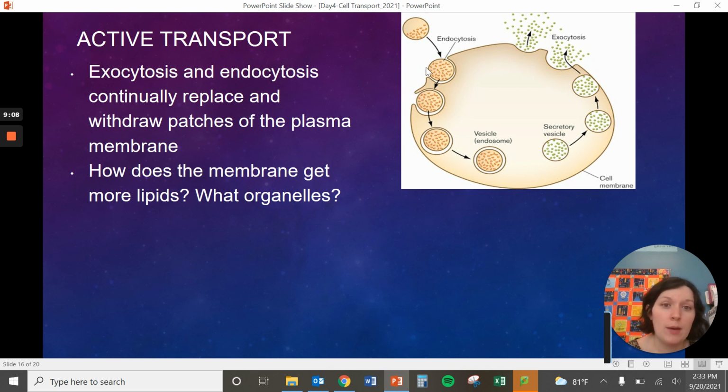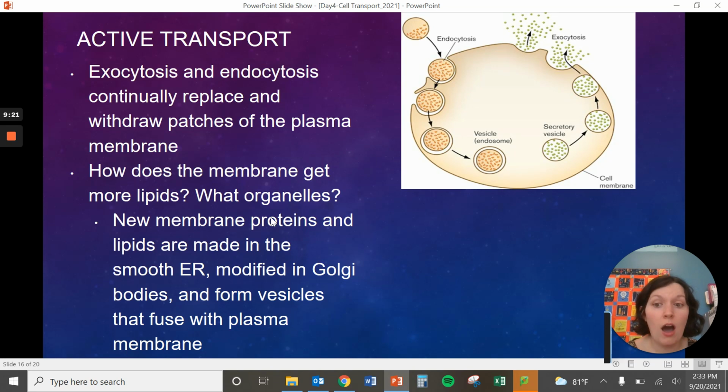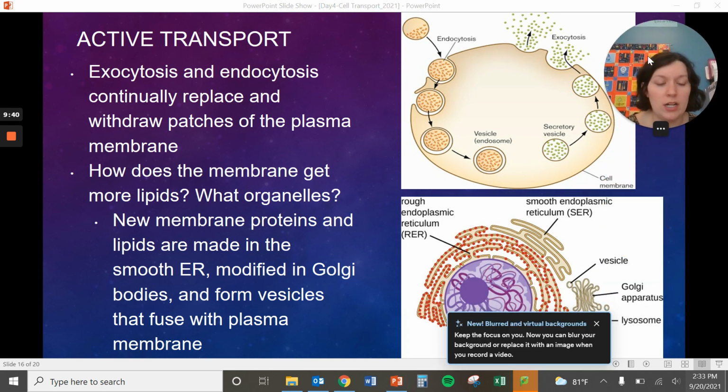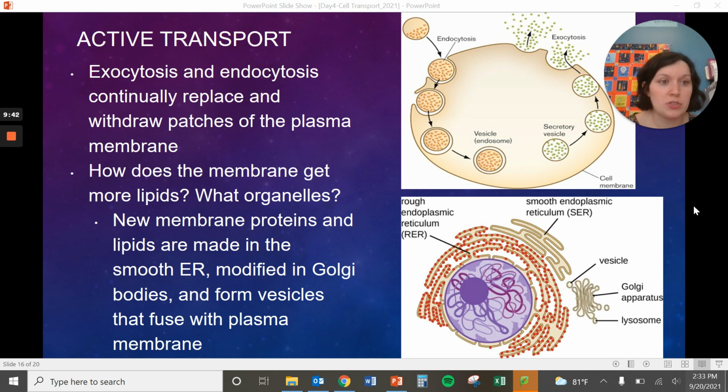You can see how in endocytosis, we have this part of the membrane then gets pinched off and becomes a vesicle. So think about, where does the membrane get more lipids from? What organelles are responsible for that? Okay, that's going to be our smooth ER. Remember, our smooth endoplasmic reticulum is what is synthesizing our lipids. They'll then go to the Golgi body and form vesicles that can then come up and just fuse with the plasma membrane and replace those phospholipids that have been used. So here we have our smooth ER, and we're making vesicles. So that's how we replace the cell membrane that's being used.